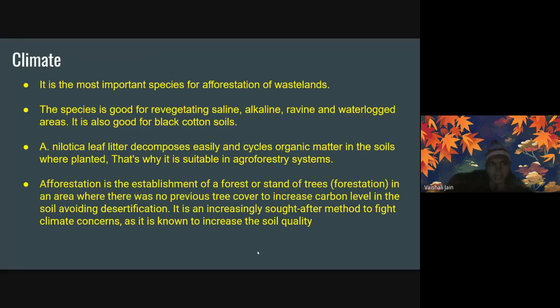Climate. It is the most important species for afforestation of wastelands. That means in lands where there is no forest cover or there are no trees, babul trees can be grown to recover those wastelands. The species is also good for revegetating saline, alkaline, ravine, and waterlogged areas. That means you can get back the nutrients of the soil by growing the babul tree.